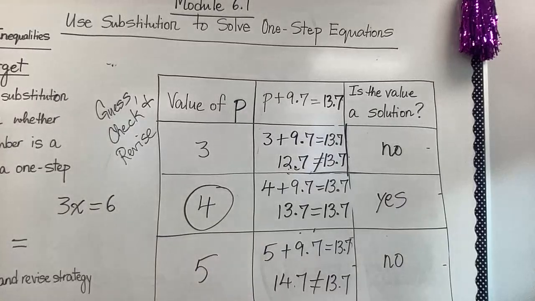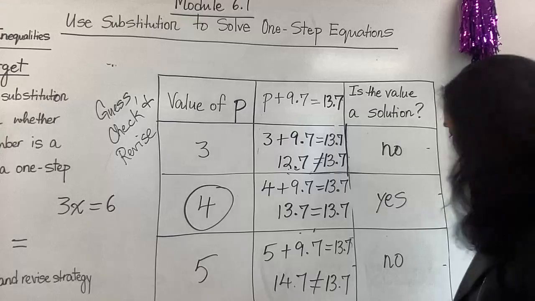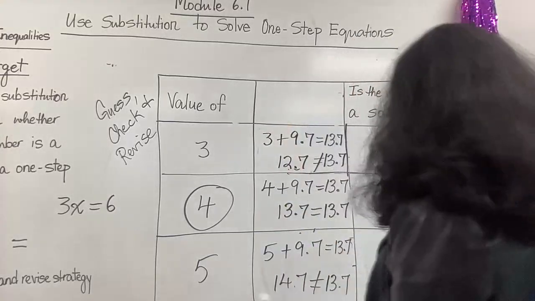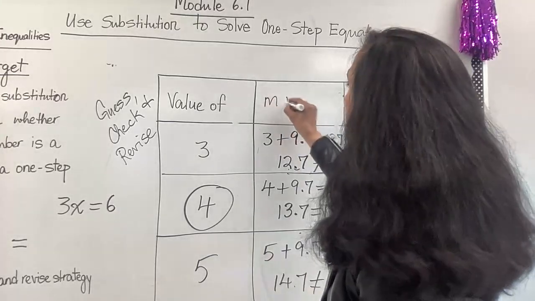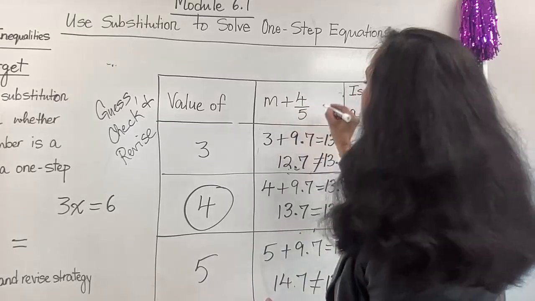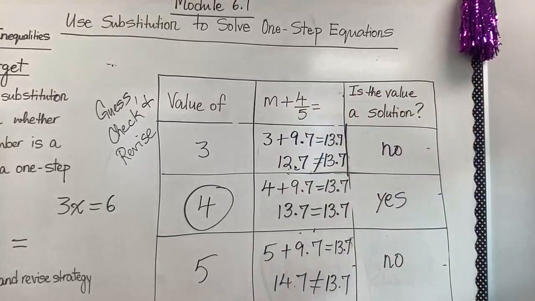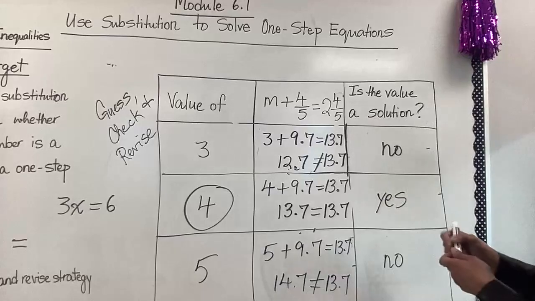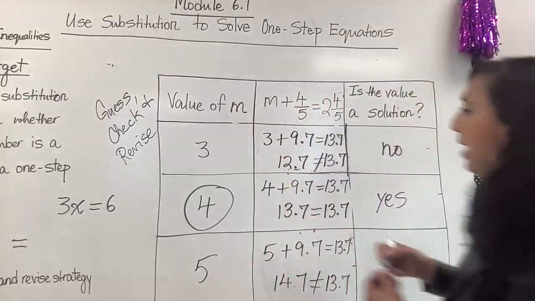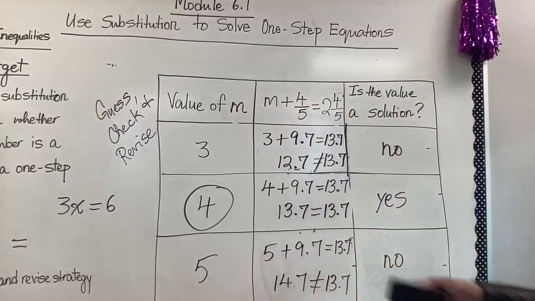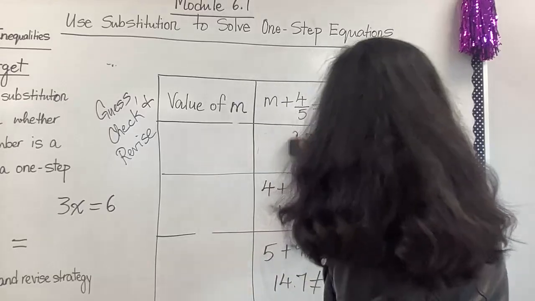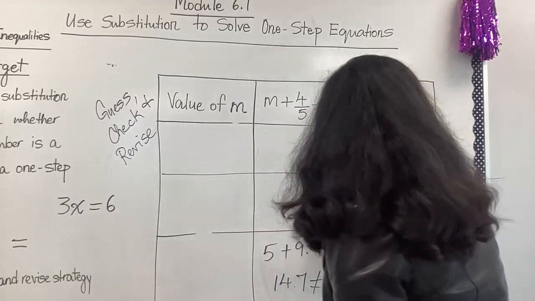What about the solution of an equation when we have m plus 4/5 should equal 2 and 4/5? We're trying to find the value of m, and it has given us certain values. Should this be 1, 2, or 3?